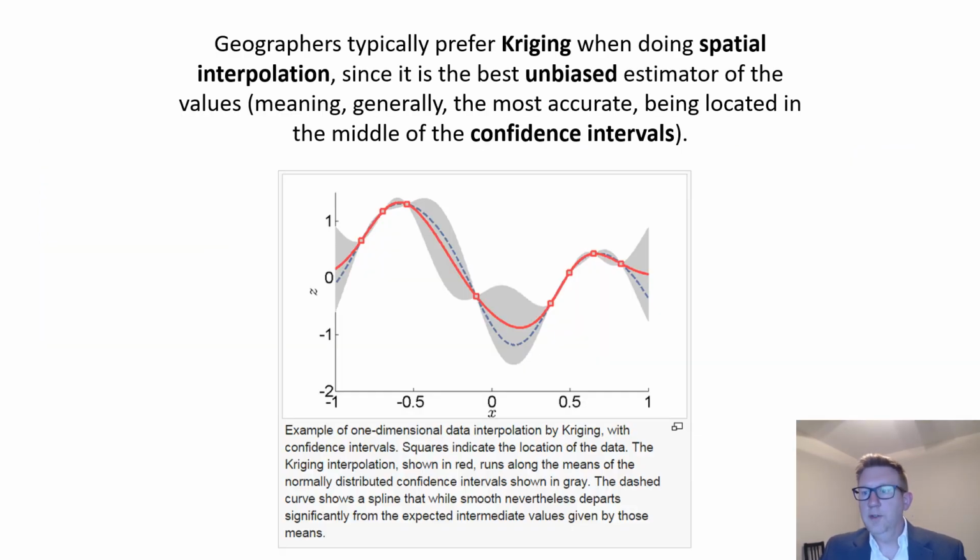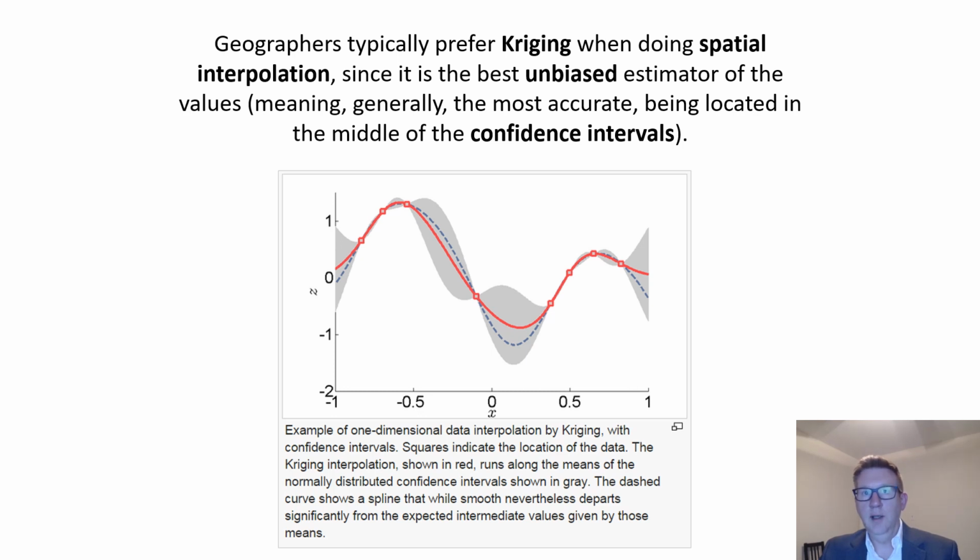So geographers tend to prefer a technique called Kriging. Kriging is a kind of spatial interpolator that essentially applies a Bayesian kind of logic. Obviously because it's an interpolator, we're trying to estimate what's going on in between these points. But instead of trying to fit a mathematical function, we're trying to apply statistical logic to figure out what's going on in between these points.